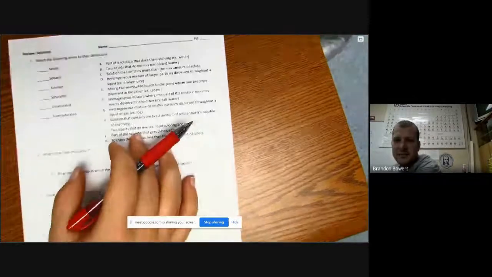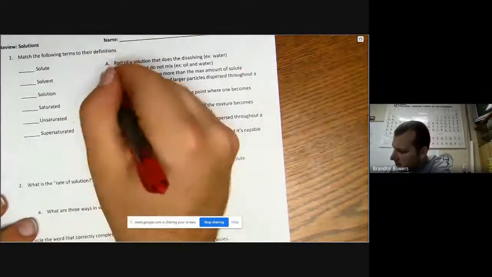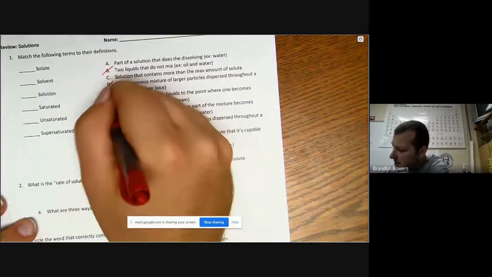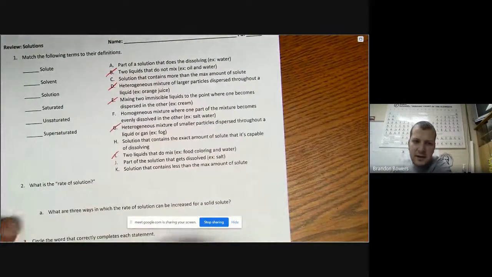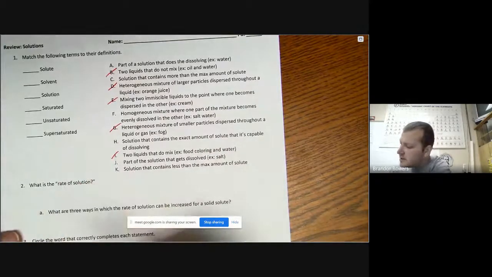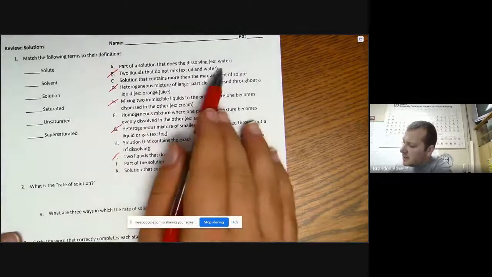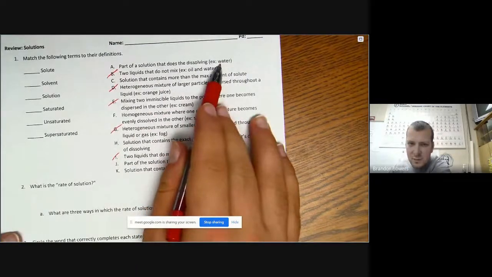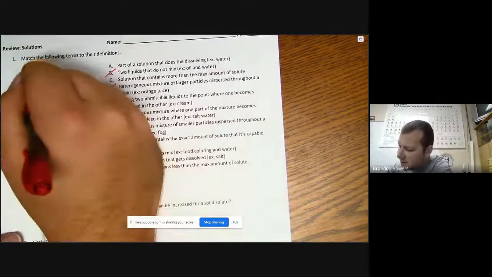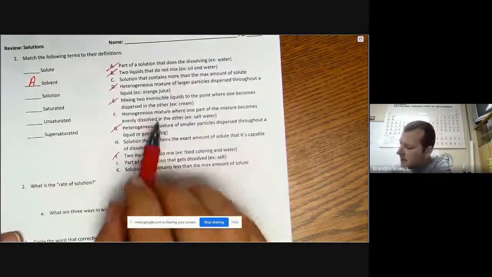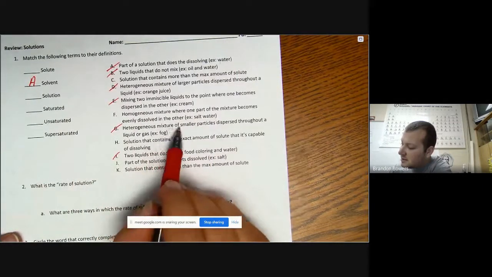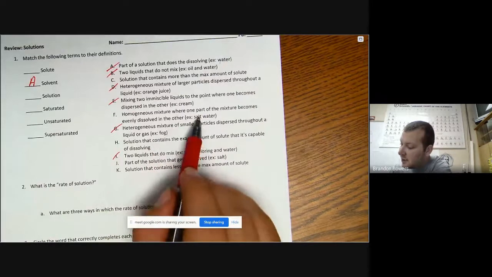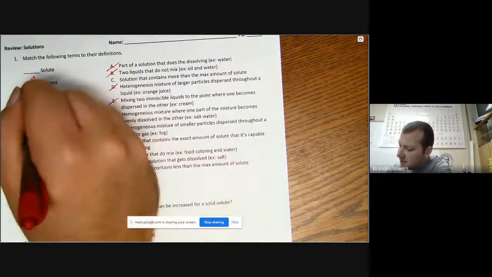hopefully in yesterday's video you heard me say cross off B, D, E, G, and I because there were extra words here that no longer are on here. Okay, so a part of a solution that does the dissolving, an example is water. Water is a solvent. Okay, a homogeneous mixture where one part of the mixture becomes evenly dissolved in the other. Example, salt water. Salt water is a solution.